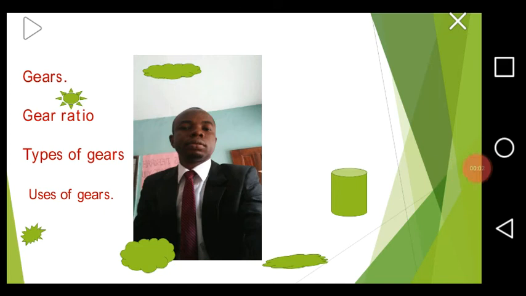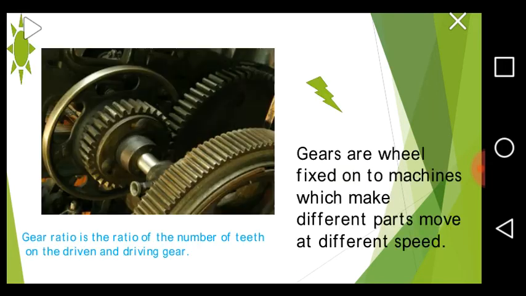In this video, we'll be looking at the meaning of gears, gear ratio, the types of gears, and the uses of gears. A gear, or gears, are wheels fixed onto machines which make different parts move at different speeds.